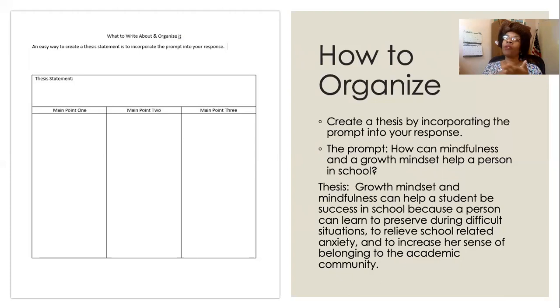So here's one of the prompts from essay 2, the mind: How can mindfulness and the growth mindset help a person in school? Now, here is a thesis statement where the prompt is incorporated into the thesis statement, right? Growth mindset and mindfulness can help a student be successful in school because a person can learn to persevere during difficult situations, to relieve school-related anxiety, and to increase her sense of belonging to the academic community, okay? Now, this is one point, persevere, right?